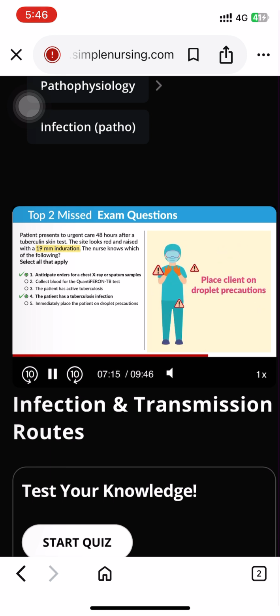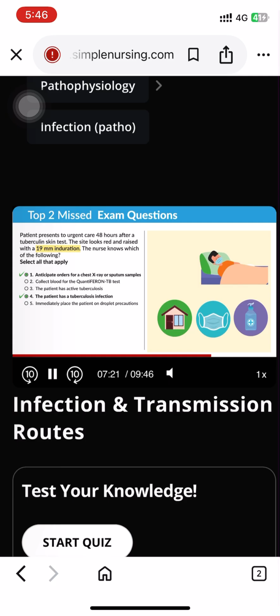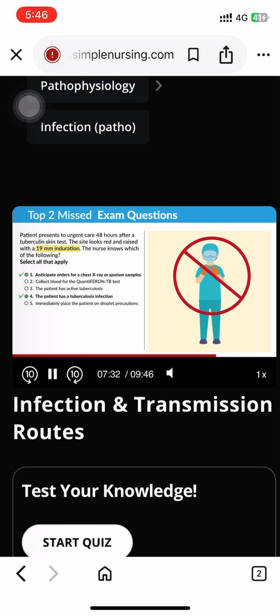Now, option number 5, immediately place the patient on droplet precaution. No, we place the patient on airborne precaution. And it's only done for active TB patients, and the patient's not really confirmed for the active form yet. But this option is wrong because, again, TB is airborne precautions and not droplet.